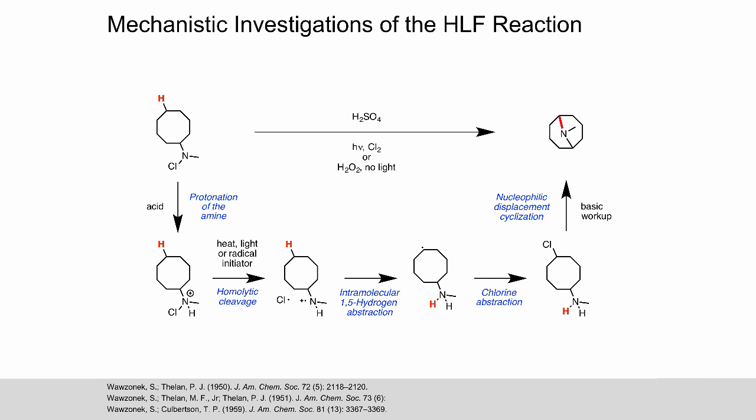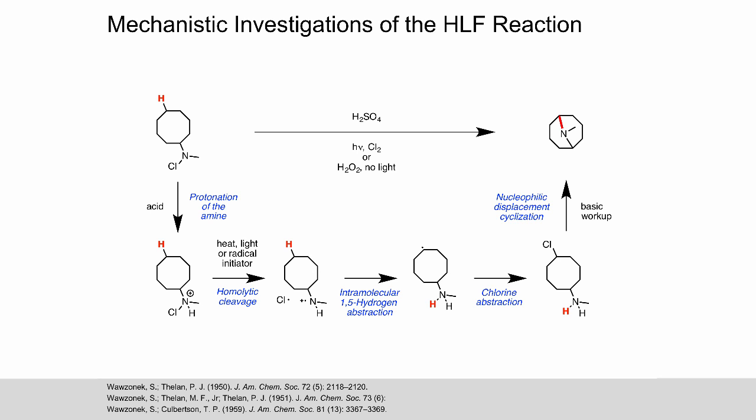Mechanistic investigations of the HLF reaction. Although the HLF was initially discovered in the 1880s, it was not until the late 1950s that the mechanistic details of this reaction were understood. Two groups played a key role in these investigations. Wawzonek and Thelen investigated the nature of this reaction, showing that it proceeded either when performed under irradiation with UV light in the presence of chlorine, or in the dark in the presence of the radical initiator hydrogen peroxide. Based on this evidence, they proposed that the reaction proceeds via a radical chain reaction pathway.